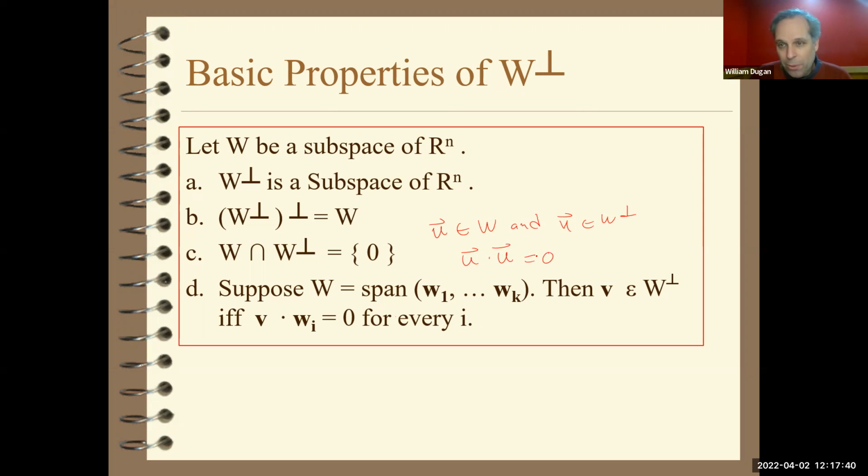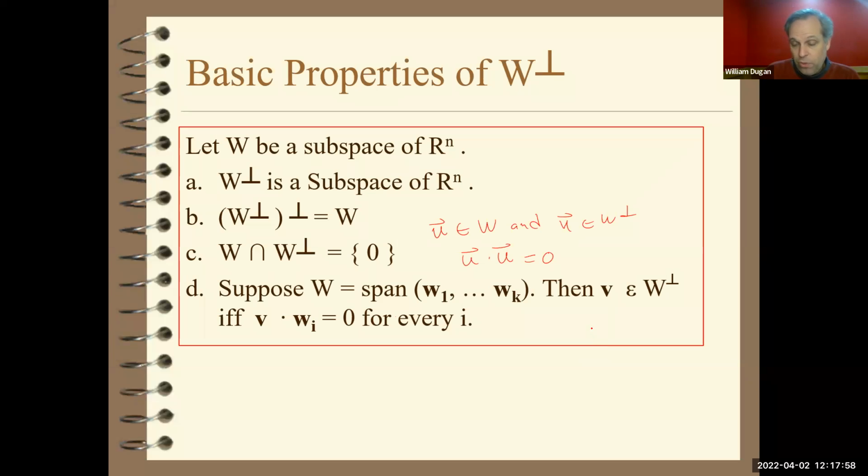Because if it's in W and W perp, it's a vector that's orthogonal to itself. It has to be. That's what it means. But the only vector whose dot product with itself is 0 is the 0 vector. And that's it. That's the whole proof. It's very straightforward. The other one is also really pretty easy.